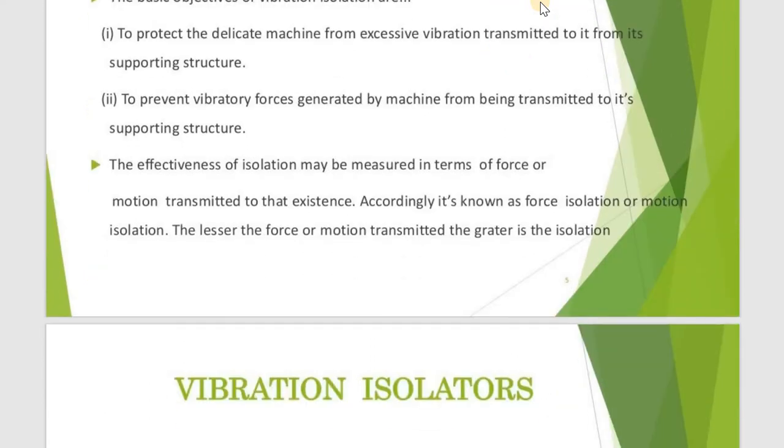The efficiency of an isolation may be defined in terms of force. The isolation can be of two types, that is force isolation and displacement isolation. That is, either the force transferred can be reduced or the displacement transferred can be reduced.